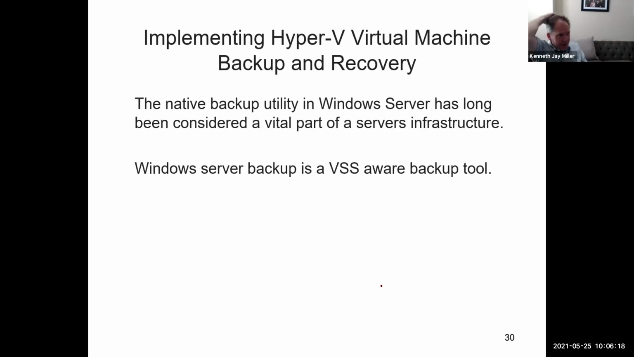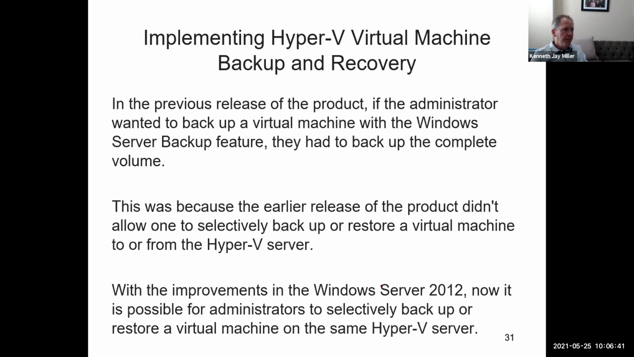Now, the native backup utility in Windows Server has long been considered a vital part of our server infrastructure, and Windows Server Backup is a VSS-aware backup tool. So it checks all the boxes other than it's not enterprise. Okay, but on a local machine, it will do the job just fine, and we can schedule these. Now, in the previous release of the product, if the administrator wanted to back up a virtual machine with the Windows Server Backup feature, they had to back up the complete volume. So everything, it was an all or nothing backup solution.